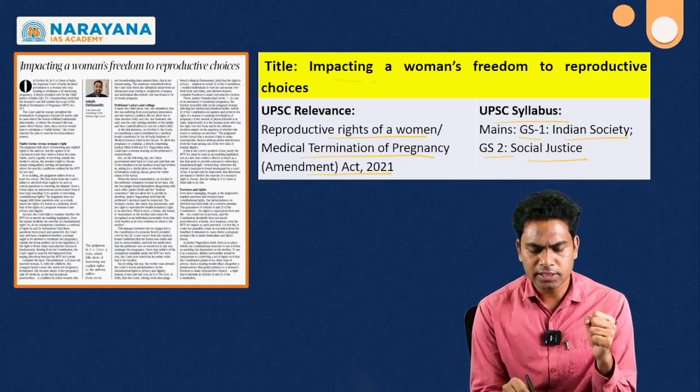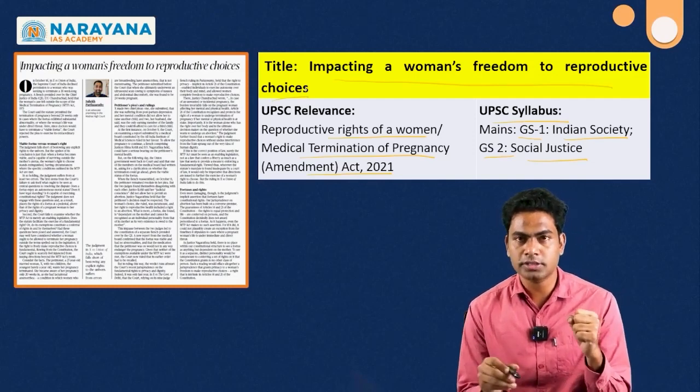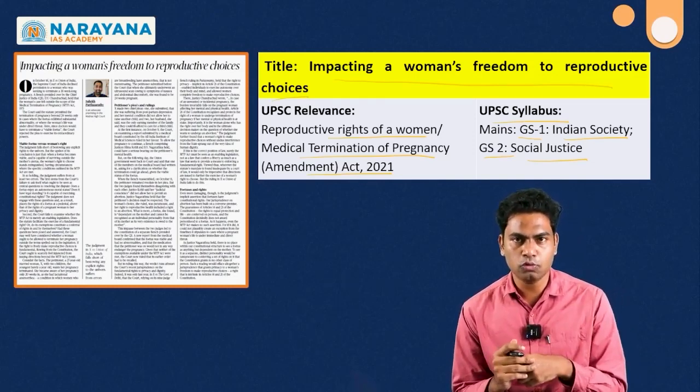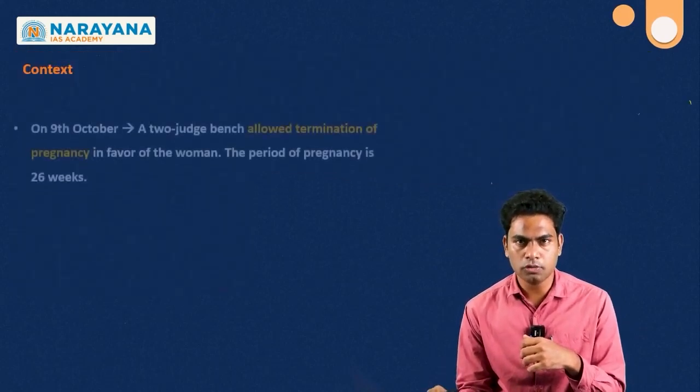The title is Impacting a Woman's Freedom to Reproductive Choice. As I already explained, it is with respect to reproductive choice of the woman. Now, firstly, let us look into the judgment given by the Supreme Court.